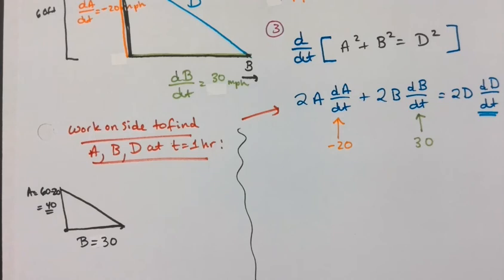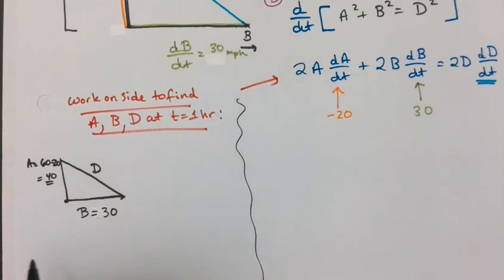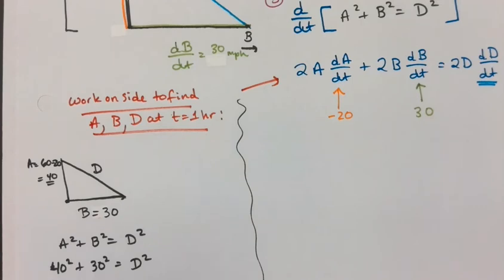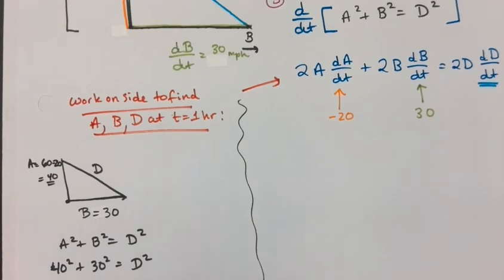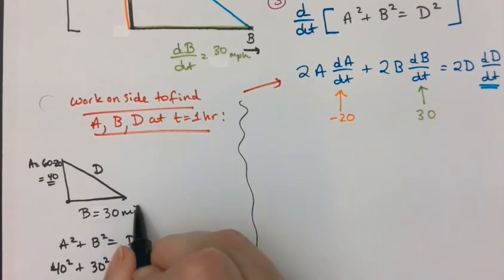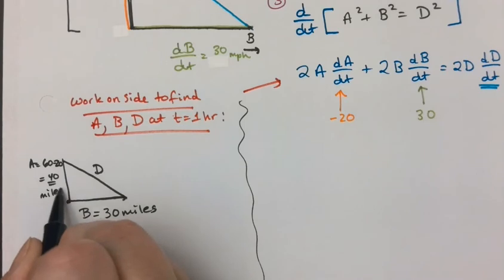The D over here, well, we could find that with the Pythagorean theorem, right? We know that A squared plus B squared equals D squared. So 40 squared plus 30 squared is equal to D squared. This is 1600, this is 900, which makes 2500. So D is the square root of 2500, which is 50. Now keep in mind all these are miles, because these are all distances.